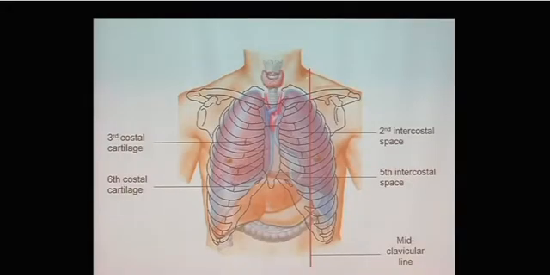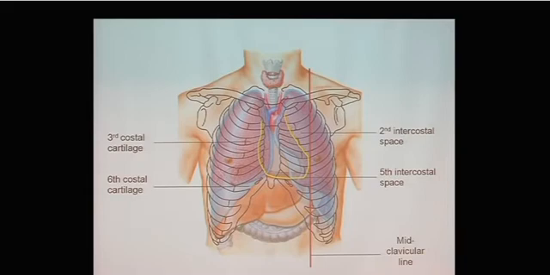If we draw a line from the midpoint of your clavicle, which is your collarbone, straight down inferiorly, that is the midclavicular line, and that is the lateral-most aspect of the left side of the heart. So now you can kind of figure out how you would draw the heart on yourself, on your chest, because you know some of the contours and landmarks that describe its location.